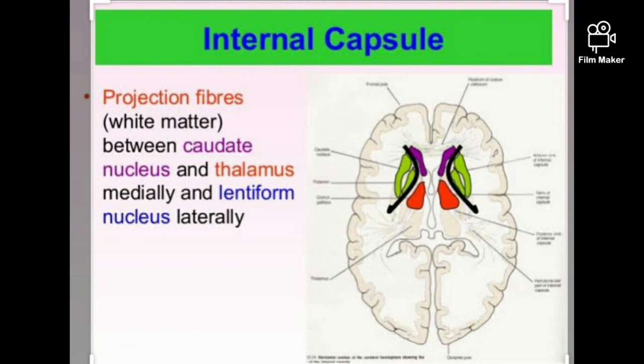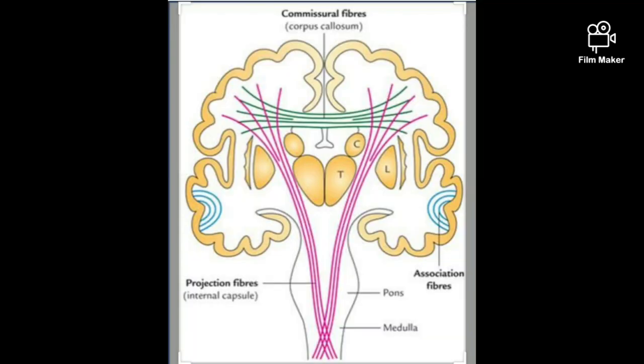Let's see the internal capsule. The internal capsule is made up of projection fibers, which are present in the cerebral cortex. First you have to know about the fibers of the cerebrum. In the cerebrum, you can see three types of fibers. One is the association fiber, the second one is the commissural fiber, and the third one is the projection fiber. These fibers are made up of white matter.